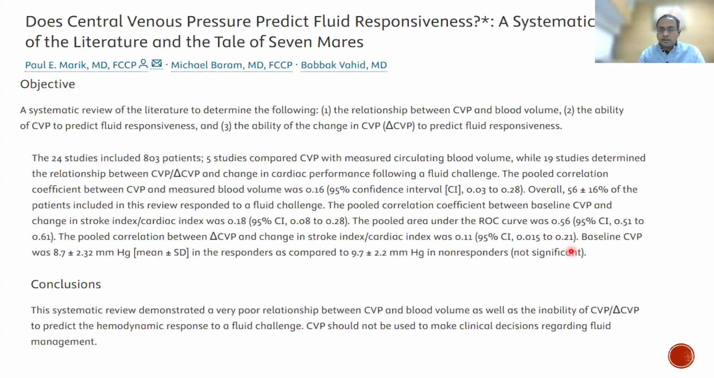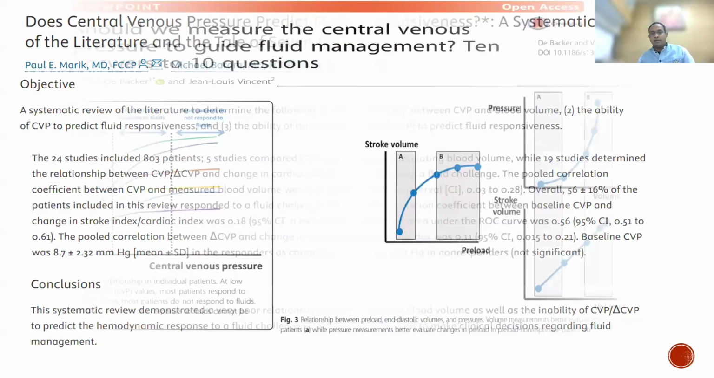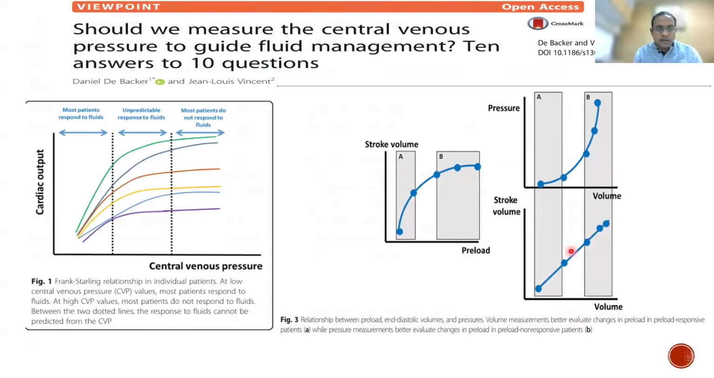So this change in CVP also doesn't predict whether the patient will respond to fluid or not. We should not rely on CVP. We have better dynamic indicators, echocardiogram, ultrasound and others, to check whether we can give fluids to the patient and whether the patient has responded to the fluids or not.